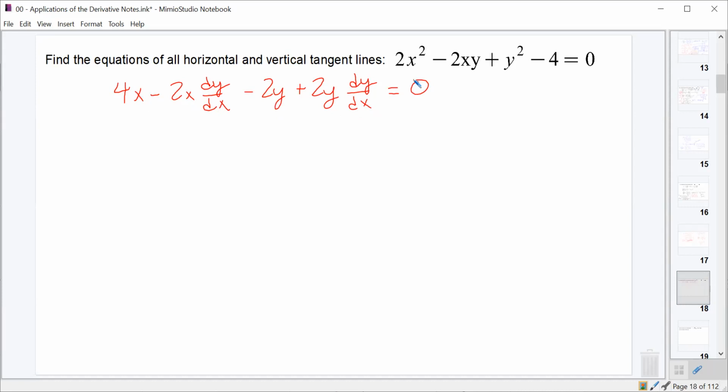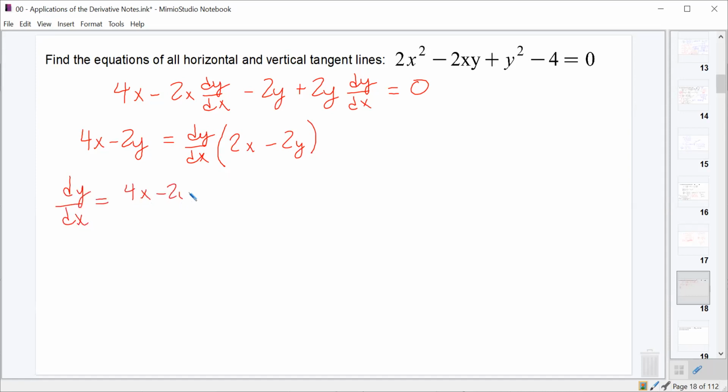So now we just solve for dy dx. We can leave the 4x minus the 2y on the left-hand side, and then move the other stuff to the right-hand side and factor out the dy dx. So we'll have a positive 2x as we bring that over, and a minus 2y. And when we divide, we get 4x minus 2y over 2x minus 2y. Or better yet, we could divide everything by 2 to get 2x minus y over x minus y.